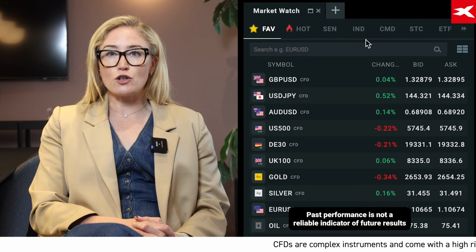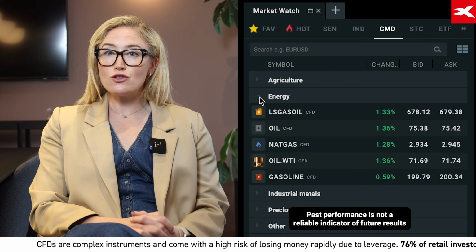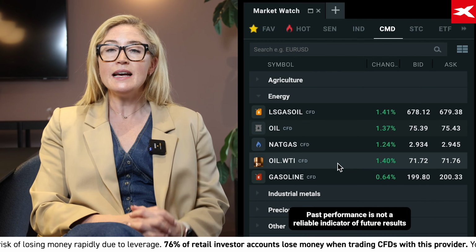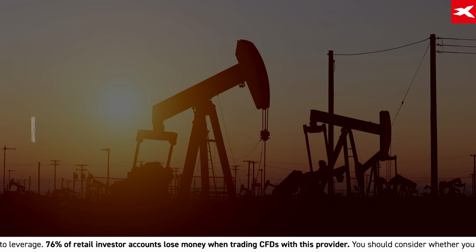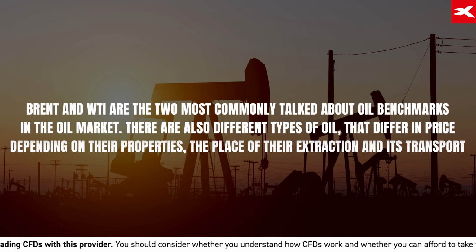One of the many ways to get exposure to oil is to trade CFDs. XTB offers CFDs for Brent crude oil and CFDs for WTI crude oil, i.e. instruments whose price is based on the current crude oil price, Brent and WTI, listed on the organised market. Brent and WTI are the two most commonly talked about oil benchmarks in the oil market.